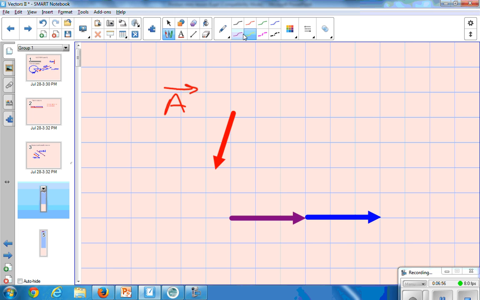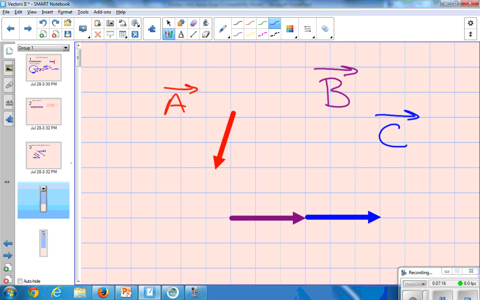And I'm going to call the purple one, I want to make him purple to match, B. And of course, you can probably see where I'm going with this. This will be vector C. Okay, now they have names.